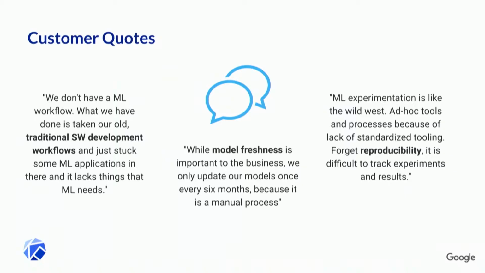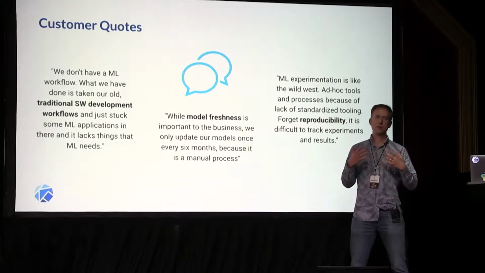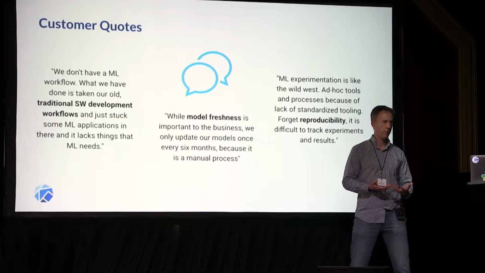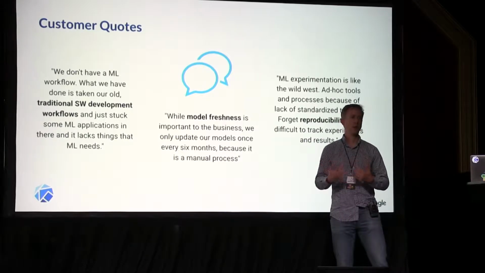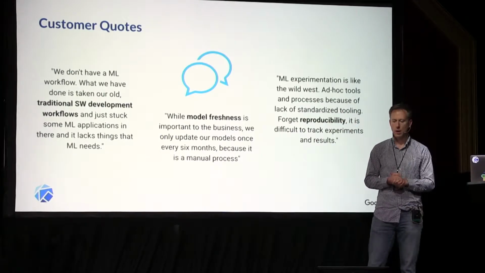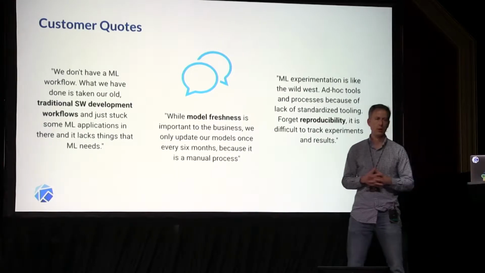So some of the quotes that we've seen guiding the project, this isn't comprehensive, but I think these are a few good examples. Traditionally with ML workflows, we've just taken existing software development workflows and bolted on some ML. We haven't necessarily taken a step back and looked at some of the DevOps practices we use for software engineering and applied them to machine learning, things like CI/CD, as you're making changes to your models, ensuring they don't regress. Model freshness, that's a huge issue.